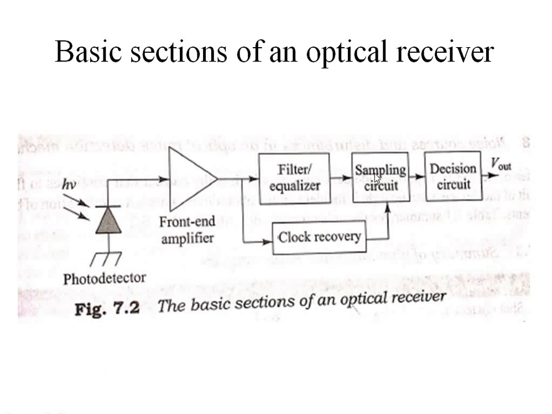Then we have a sampling circuit and a decision circuit. This samples the signal level at the midpoint of each time slot and compares it with a certain reference voltage known as the threshold level. If the received signal level is greater than the threshold level, then a 1 is said to have been received. If the voltage is below the threshold level, a 0 is assumed to have been received.